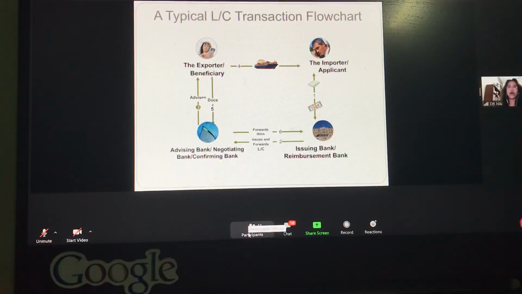If you receive this question in the final exam: who is a nominated bank, who is a negotiating bank in the LC transaction, how can you explain this? And what's the difference between them? Yes, 12, please.